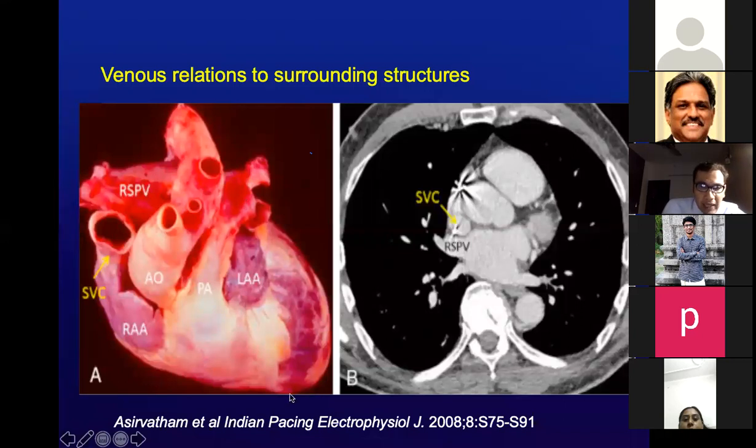Again, this is essentially an RAO view of the heart. And as you can see, the SVC is seen on this cut section, whereas the IVC is not readily seen. So you have to imagine the heart in a three-dimensional structure where the SVC and the IVC are not exactly in a straight line. Again, interesting relationship between the posterior wall of the SVC and the right superior pulmonary vein. And this entire part, as you can see, or you can see it better here, this is the left atrium with the 4 pulmonary veins.